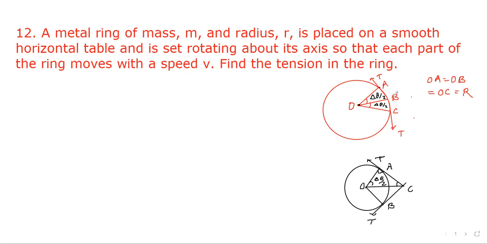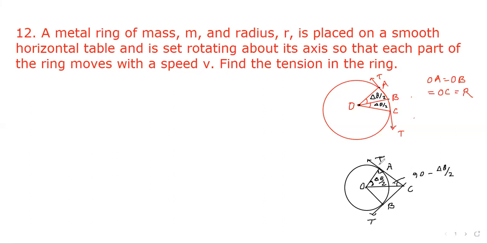We consider portion ABC of the ring. Tension is in this direction at point A and in this direction at point C. Now we have to find the component of tension along the center so that we can get the centripetal force. For that purpose, a magnified image is shown. This angle is delta theta by 2 and this angle will be 90 degrees because the radius is perpendicular to the tangent. Then this angle will be 90 minus delta theta by 2.